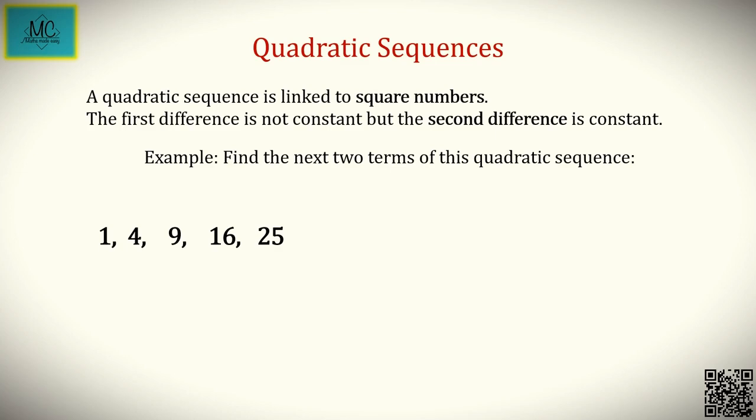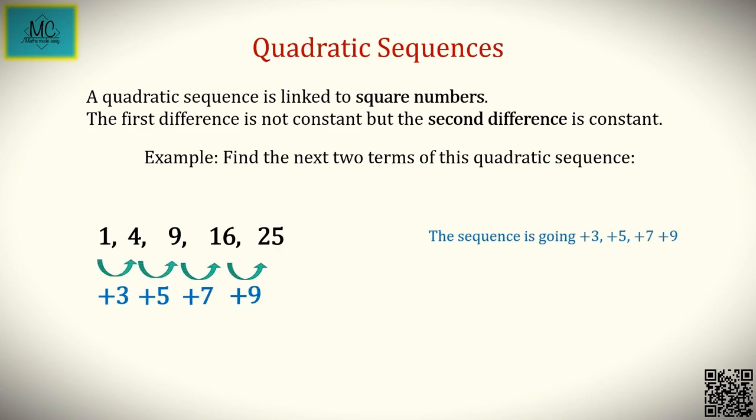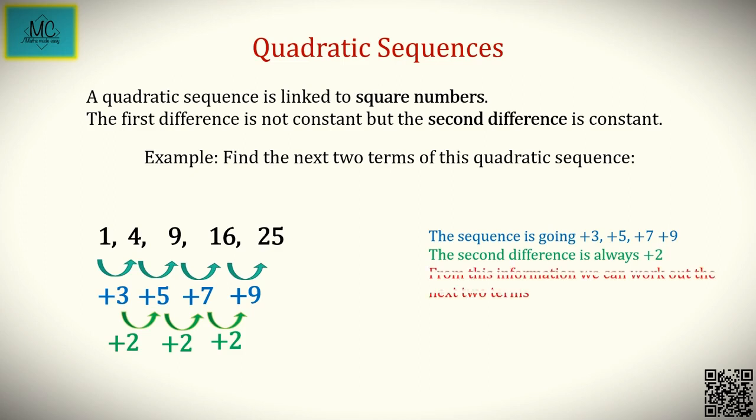What we're going to do here is first find the differences between these terms. So I can see the first difference is not at all constant. So I'll find the second difference. In that case, I can see my second difference is the constant one. Now the sequence is going as plus 3, plus 5, plus 7, plus 9, and the second difference is always plus 2.